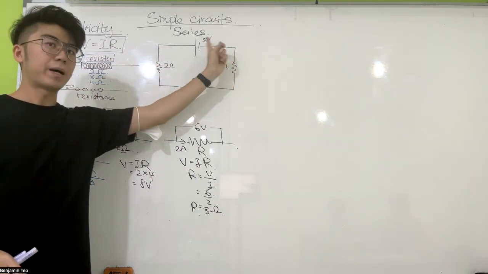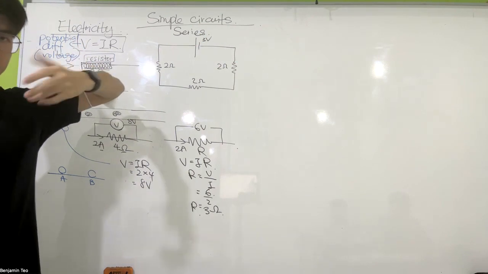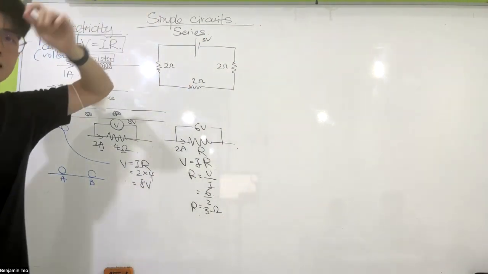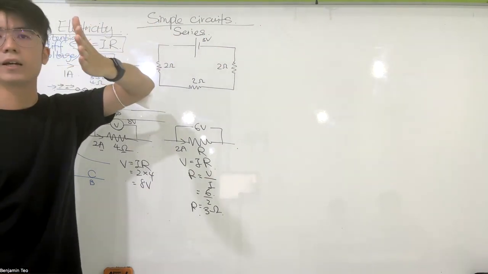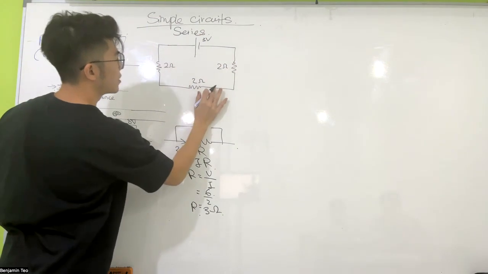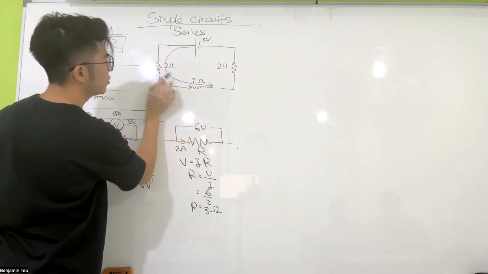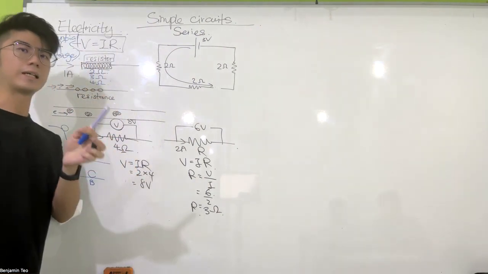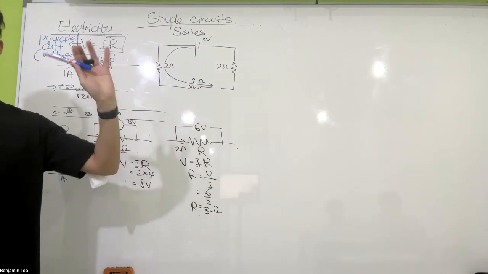Do I have a complete path for the current flow? Yes. First thing is that you need to have a complete path. If there's a break in the circuit, then current cannot flow. There's no such thing as the current flowing to here and then stopping so that these two receive current. No such thing. It's either yes or no. Either everybody gets current, or everybody doesn't get current.